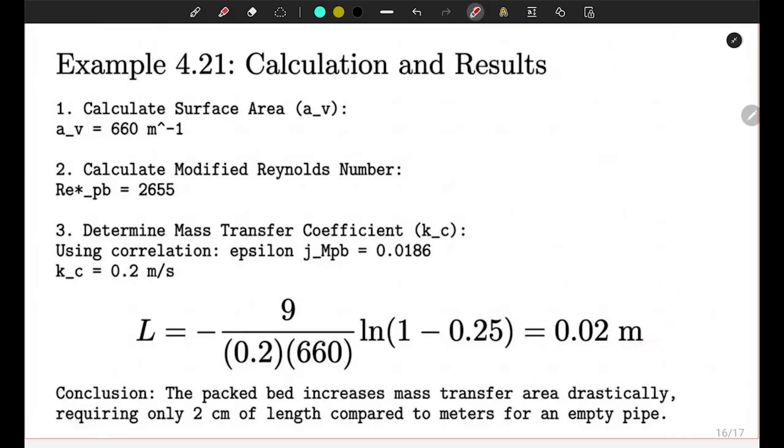This is a very important conclusion. A packed bed drastically increases transfer efficiency. Without packing we would need a much longer length. So packed beds make the process compact and efficient.